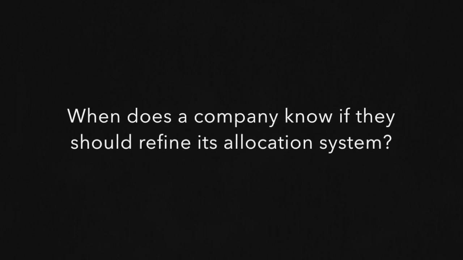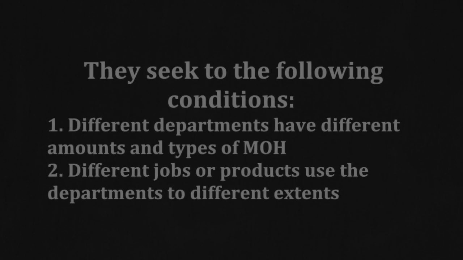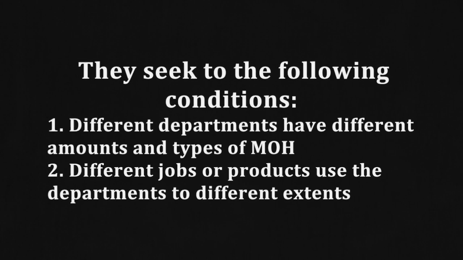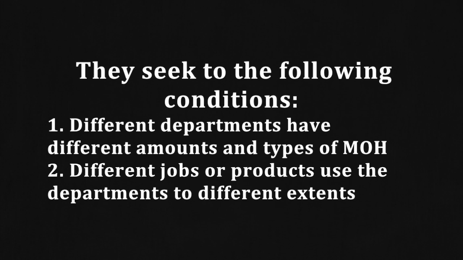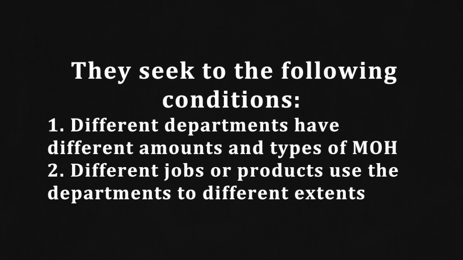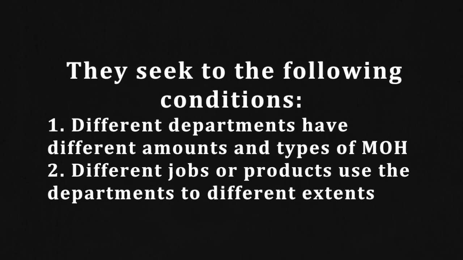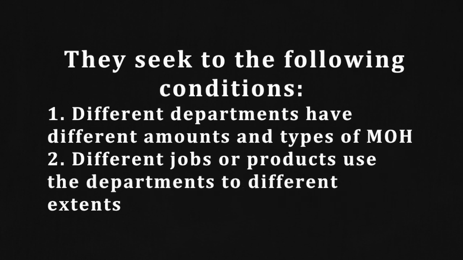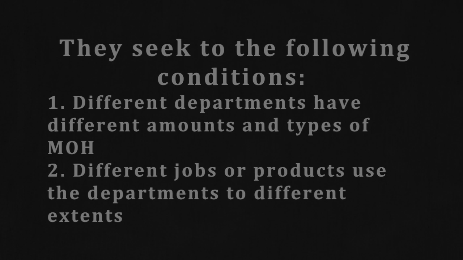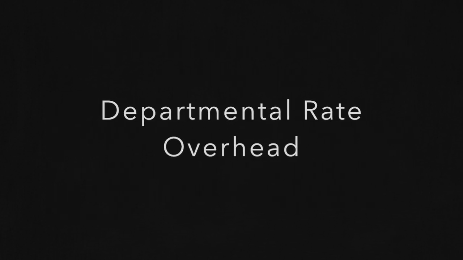We start off by asking, when does a company know if they should refine its allocation system? A company should decide to refine when they have one of the following conditions. Number one, different departments have different amounts of manufacturing overhead. Number two, different jobs or products use the department to different extents. Refining can be good or bad for certain companies. That is why these two conditions exist, so that the company can produce and use their money in the most effective way. Now we look at departmental overhead rate.